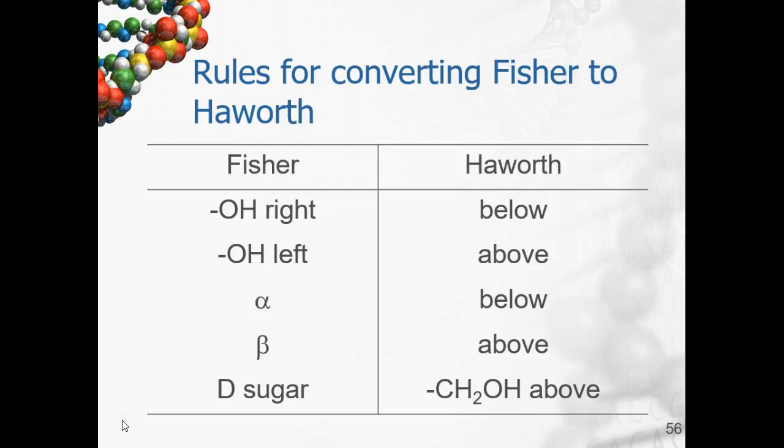So if you remember that kind of strange structure that I drew, if I'm going to convert from Fischer to Haworth, the rules are that in my Fischer structure, if the OH is pointing to the right, in the Haworth structure, I draw the OH below the plane of the ring. And the opposite is true. If the OH is to the left, I draw it above. And as we already discussed, if the OH is below the plane of the ring, it's an alpha anomer, and we draw it below, and beta is above. And if we started with a D sugar, then the CH2OH group that doesn't form part of the ring is drawn above the plane of the ring.